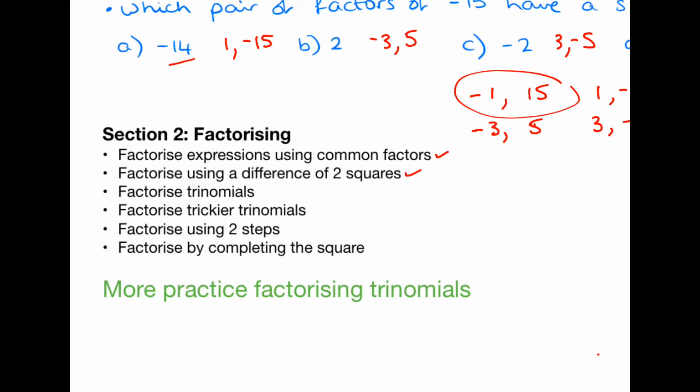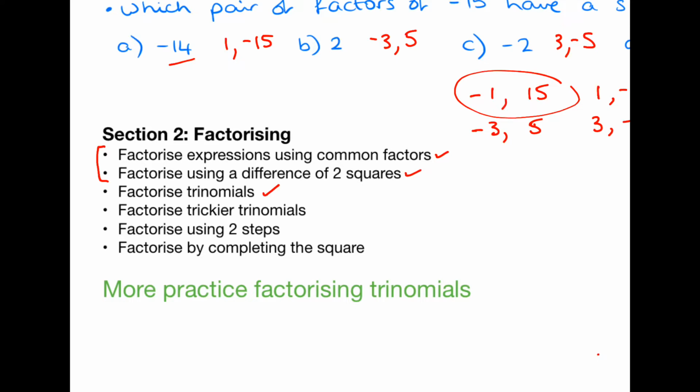On Wednesday, we looked at a mixture of factorising using common factors and a difference of 2 squares. And yesterday we started to look at trinomials, and today we're going to look at more trinomials. Next week we're not going to go straight on to factorising trickier trinomials. We're going to spend a little bit of time going over the kind of factorising that we've done so far, because it's really important that we get this right.